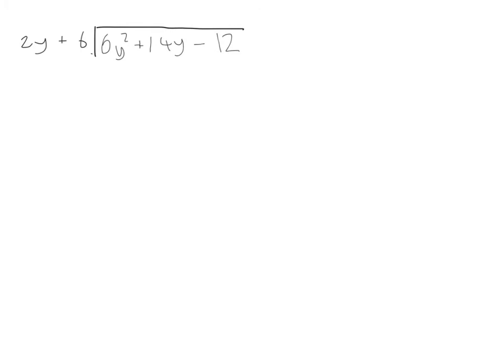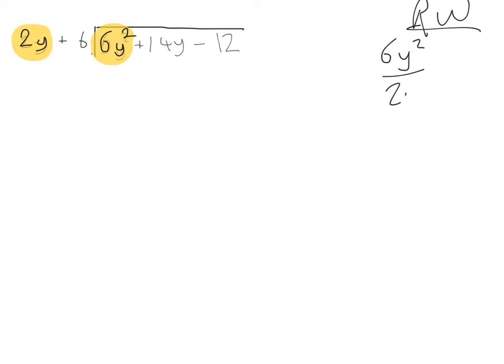So we set up our bus stop, and we have 6y squared plus 14y minus 12 inside the bus stop, and 2y plus 6 outside the bus stop. So, just like in our last example, we start with the highest power of y, in this case 6y squared. And we're going to divide it by the highest power of y outside the bus stop, which is going to be 2y. So again, we're going to have rough work. So we're going to have 6y squared divided by 2y.